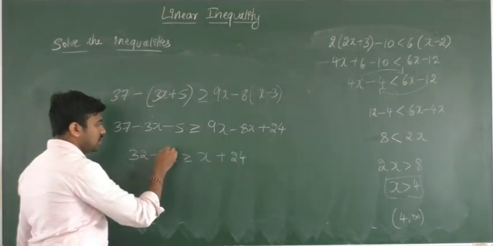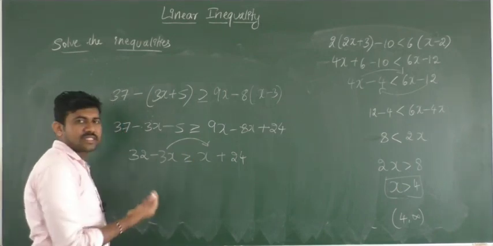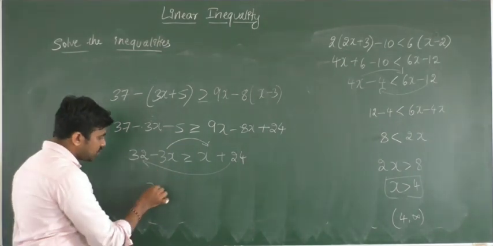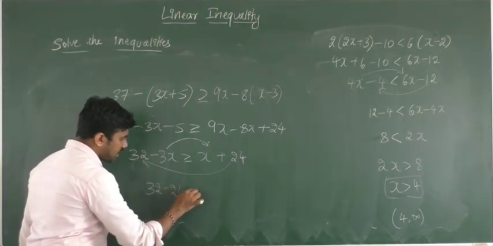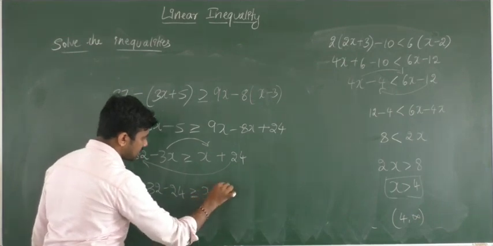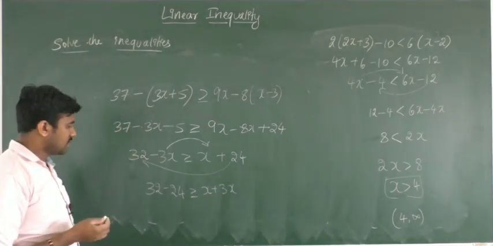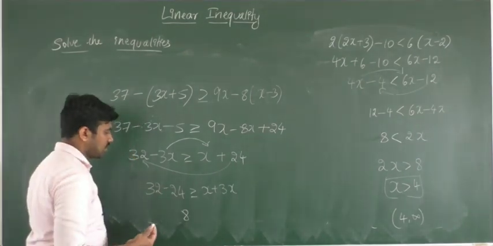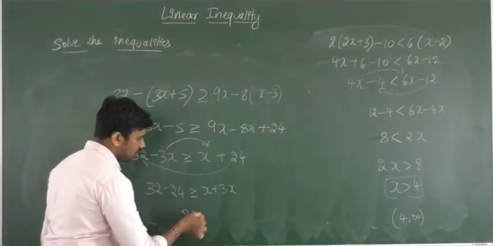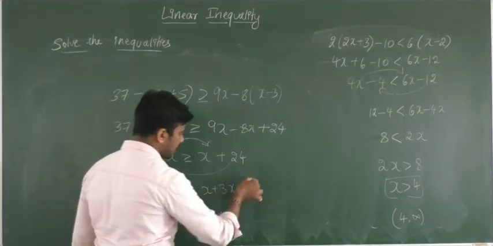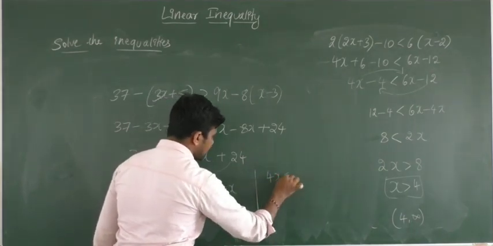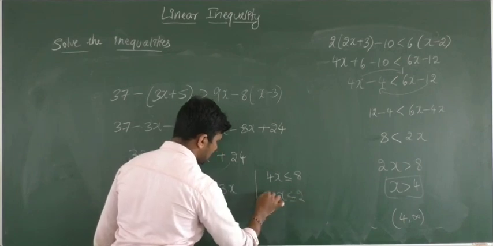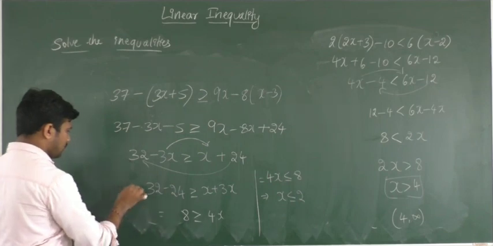Okay, now take minus 3x to that side, because it becomes plus 3x, right? Okay, similarly take 24 to this side. So 32 minus 24 greater than or equal to x plus 3x. 32 minus 24, that is 8. Okay. Greater than or equal to 4x. So we can say 4x less than or equal to 8. X is less than or equal to 2.